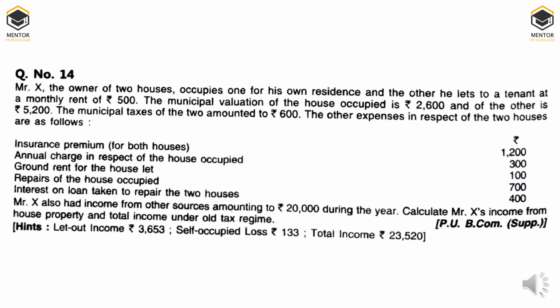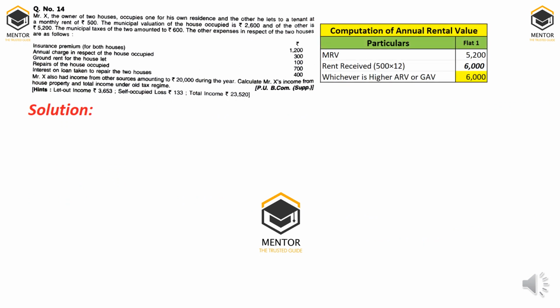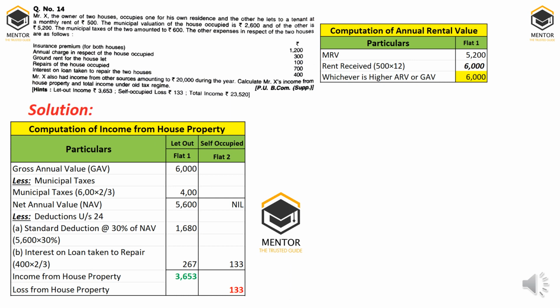Quite a simple question. First we have to calculate GAV, gross annual value of the let out house property. Self-occupied GAV will always be nil. MRV 5,200, rent received 500 into 12, that is 6,000. Whichever is higher, 6,000 we have to take. Then we will come to the computation of income from house property.